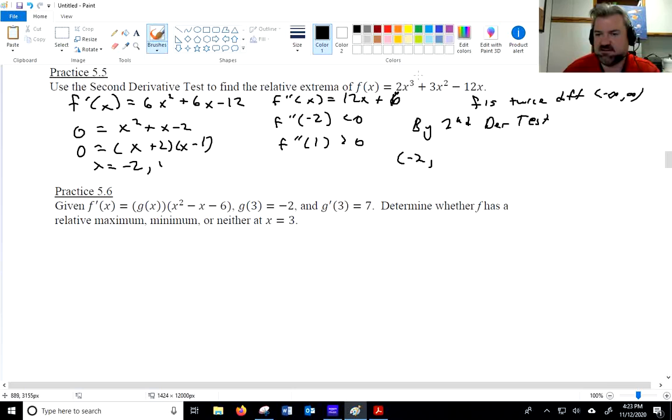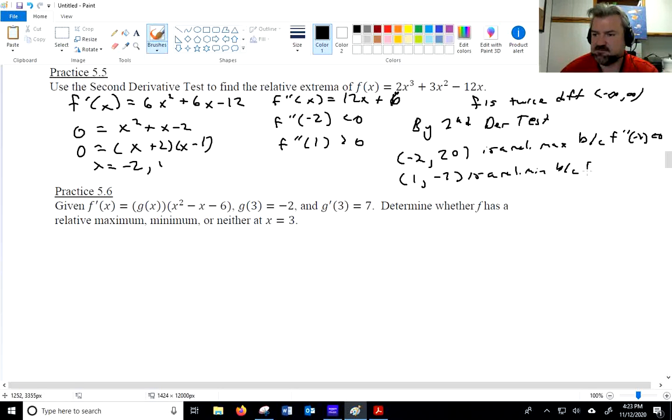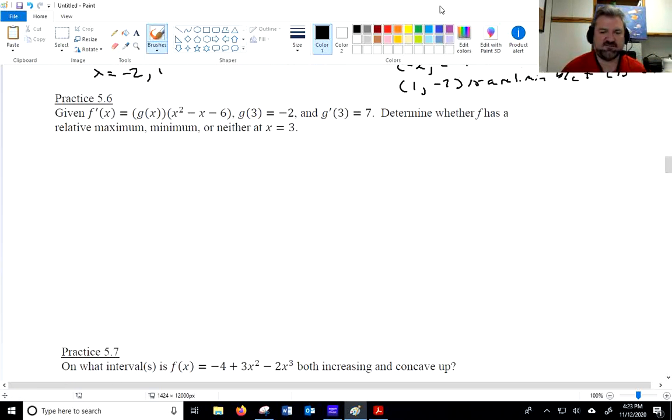By the second derivative test, negative 2, comma, and then you need to plug that in. Let's see what that would be. Negative 8, negative 16, plus 12 is negative 4, plus 24 is 20, is a relative max. And 1, comma, 2 plus 3 is 5, minus 12 is negative 7, is a relative min. Why? Because f double prime of negative 2 is less than 0. Because f double prime of 1 is greater than 0. Yes, we just said it over there, but I like to put it in a sentence just to make sure that everybody sees it.